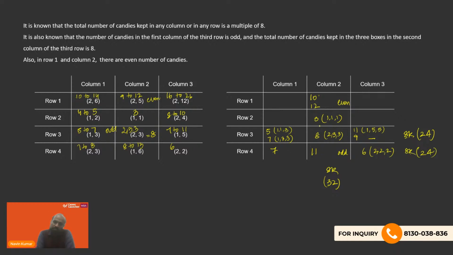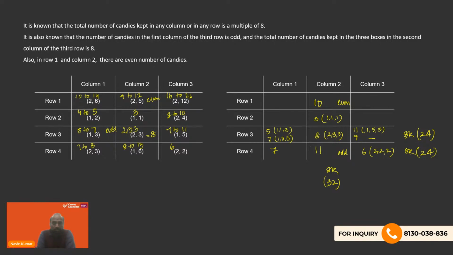Now this is 11 plus 10 plus 13. We can only take 10 here. We cannot take 12. So initially we had possibilities, now we are going to get definite values in the entire second column. Okay. The next one where we get the lesser range is row 2.